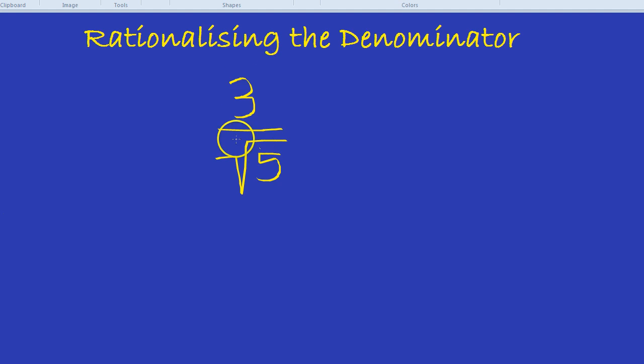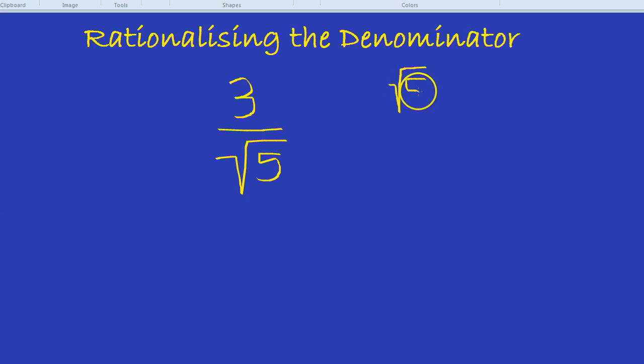And mathematicians don't like that to be on the denominator, which is the line below the fraction, the lower part of the fraction. The top line is the numerator, the bottom line is the denominator. So to rationalise the denominator means get rid of this surd on the bottom line. How do we do that? To do that, you need to know one major thing about surds.